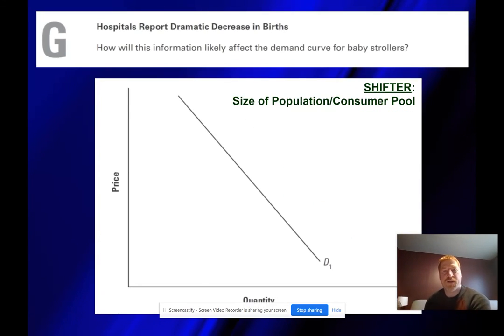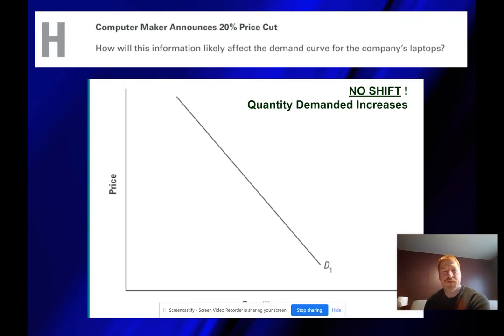Hospital reports dramatic decrease in births. So how does that affect the demand for baby strollers? Well, if we're not having kids, you're probably not buying a stroller. So the shifter is size, the less births are happening. So there will be a decrease in demand for the baby strollers.